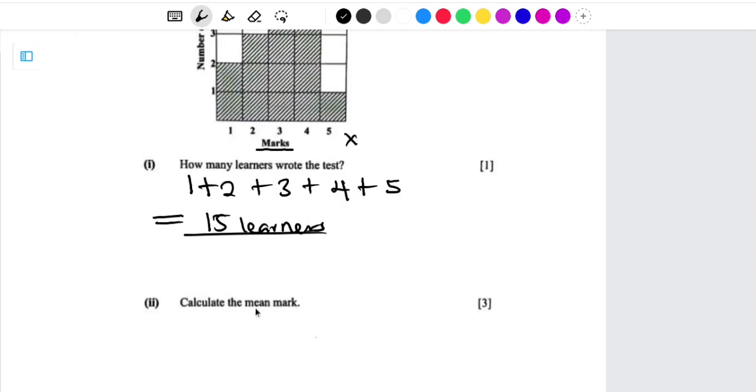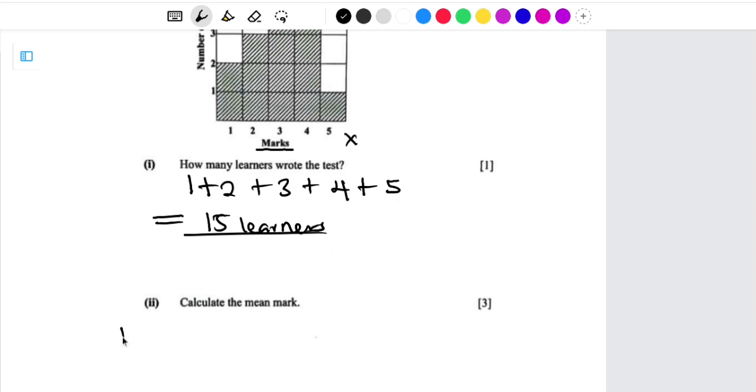And then calculate the mean mark. So the mean mark is the number that you are going to get after adding these ones and then divided by the number of, what I mean here is this. You count how many figures you have here. First you add like the way we have added here, as we're getting 15 learners. Then we start counting the number of figures that we have. So we have 1, 2, 3, 4, 5. So we have 5 figures.